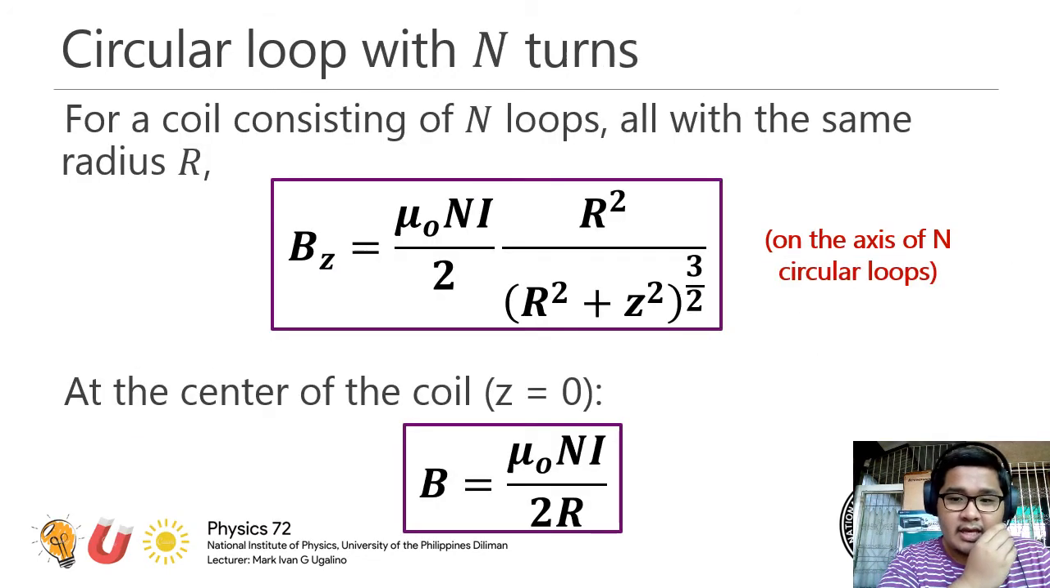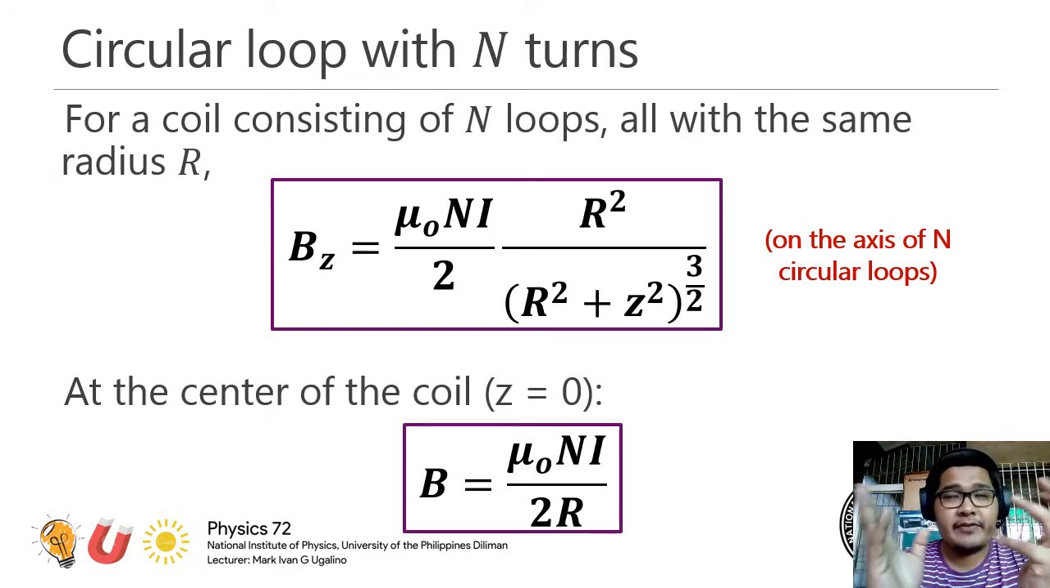So in this case, if we want to compute the magnetic field due to a circular loop with n turns, we just have to multiply by n, no? Because we can look at a circular loop with n turns as n circular loops that are superposed on each other. You might confuse this with a solenoid, no?